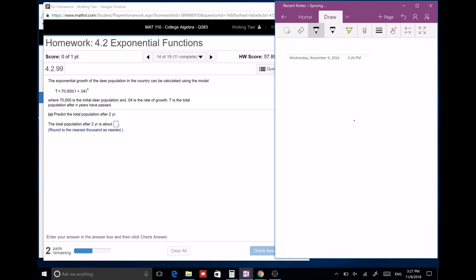Alright, so the population after t equals 2 years later. Well, 70,000 is the initial deer population and 0.04 is the rate of growth. t is the total population year. So for the first question, A, the population equals 70,000 times 1 plus 0.04 raised to the second power. That's it. I would think it's not really hard. You can continue to finish the rest of them.